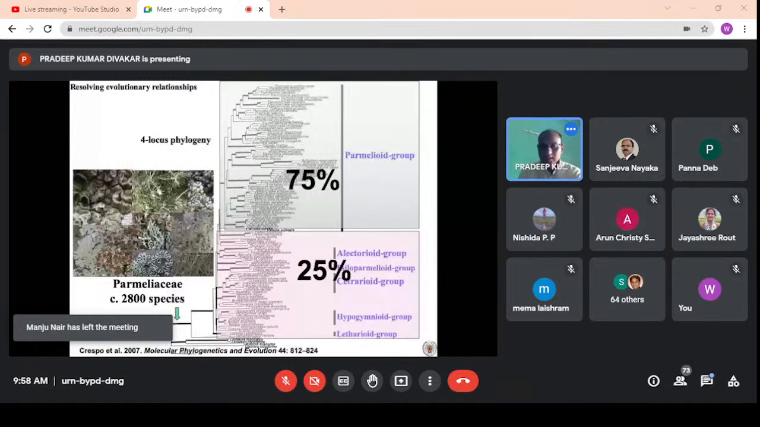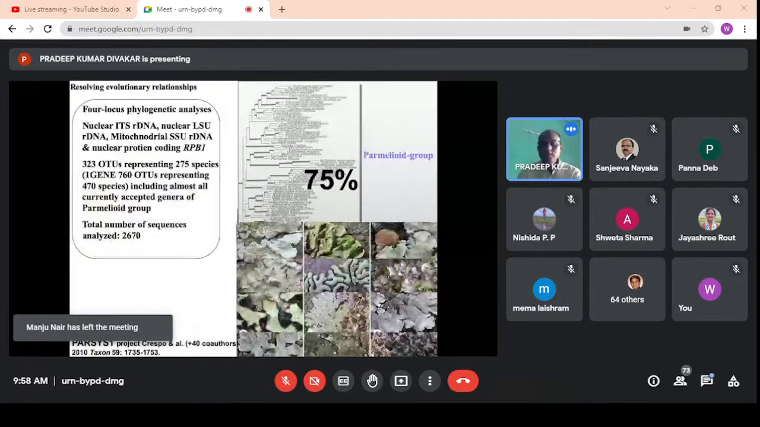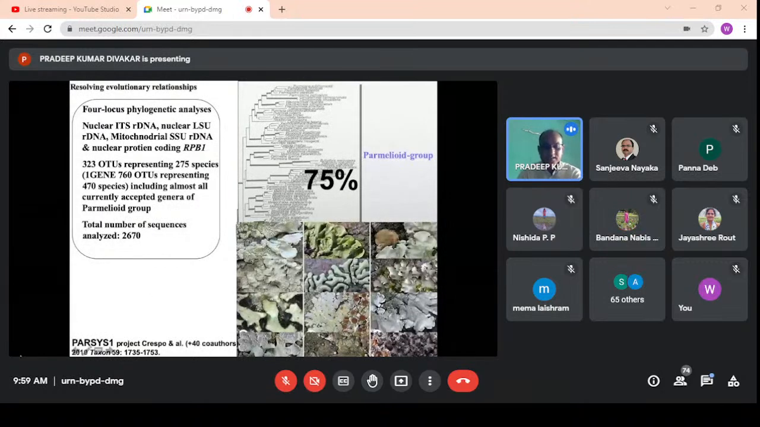And then the next study was focused on this group that includes the 75% of species. As I said, this is a widespread family with huge diversity, and it is very difficult for a single scientist to work on it and to collect all the species around the globe. For that, we established at that time a consortium that was named PARSYS, meaning Parmeliaceae Systematics, to establish phylogenetic relations in the parmelioids.